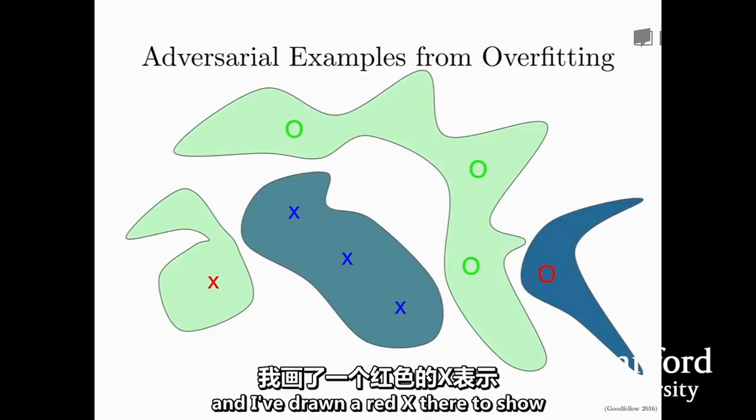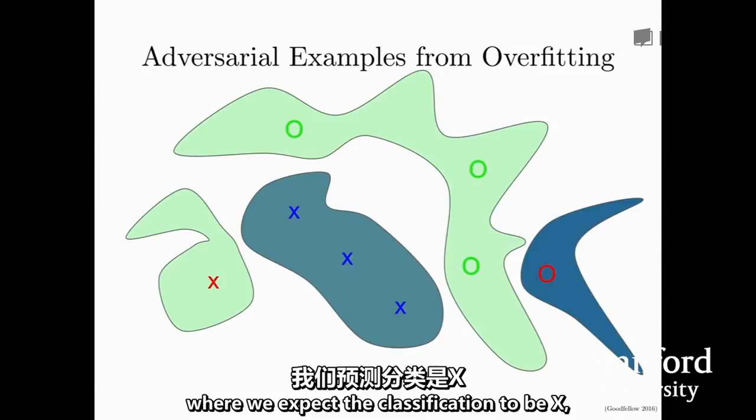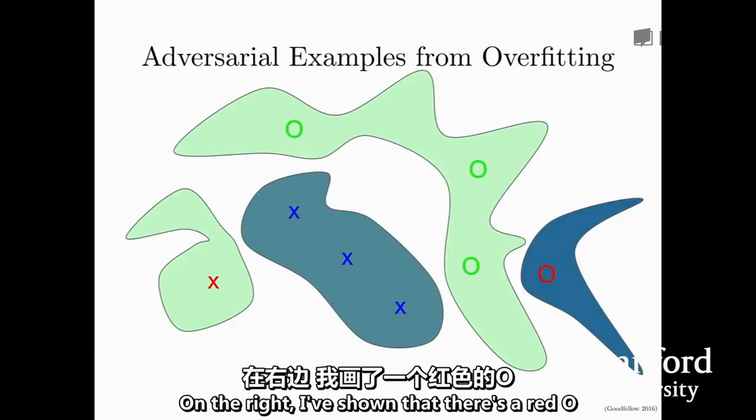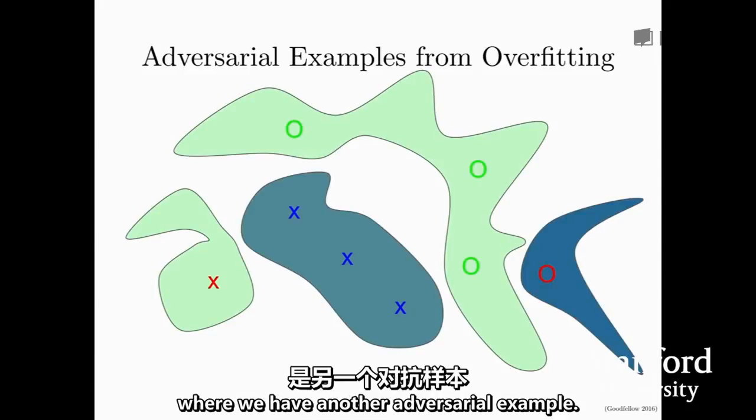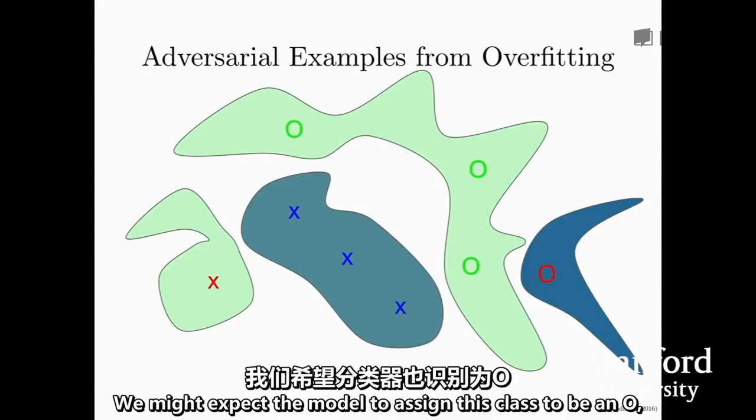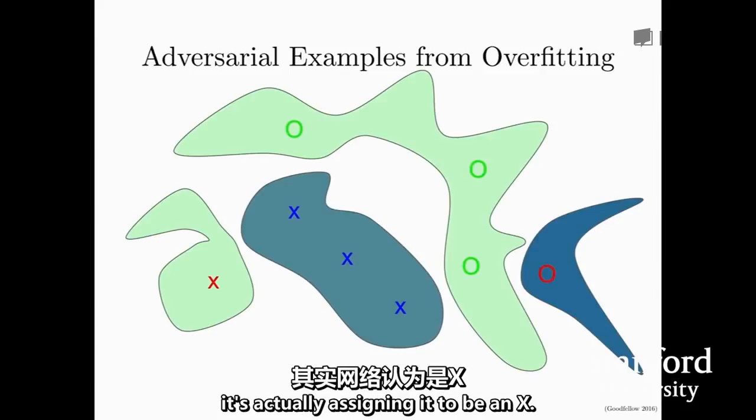and I've drawn a red X there to show that maybe this would be an adversarial example where we expect the classification to be X, but the model assigns O. And on the right, I've shown that there's a red O where we have another adversarial example. We're very near the other O's. We might expect the model to assign this class to be an O, and yet because it's drawn blue mass there, it's actually assigning it to be an X.